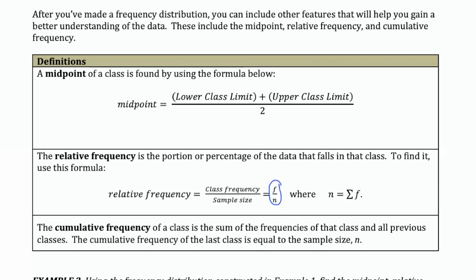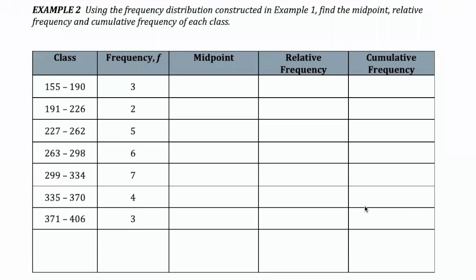So let's take a look at this in action. We're going to do example 2 from the book, which asks you to use the data from example 1. So I've copied over that table. We're going to begin by finding the midpoint of each class. So to find the midpoint, you just find the average of the lower and upper class limits. So I'm going to take 155 plus 190. I'm going to divide all of that by 2, which is going to give me a decimal. And it turns out to be 172.5.